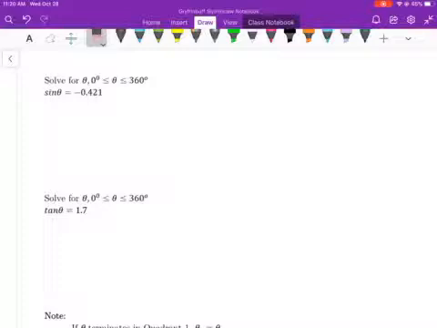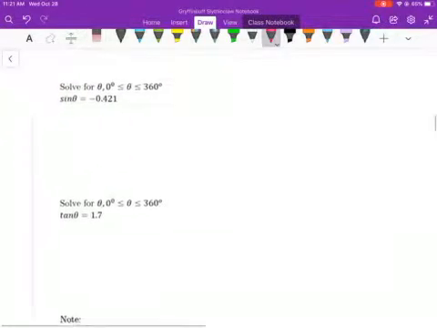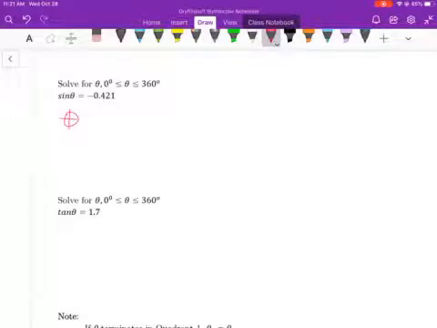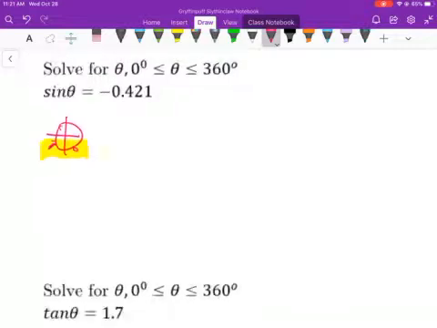All right, solve for theta, 0 to 360, where sine theta is equal to negative 0.421. So I ask myself, where is sine negative? Sine is y. Where is y negative? Y is negative in quadrant 3 and quadrant 4. I simply make a mark on this part right here. So this little picture helps me out.